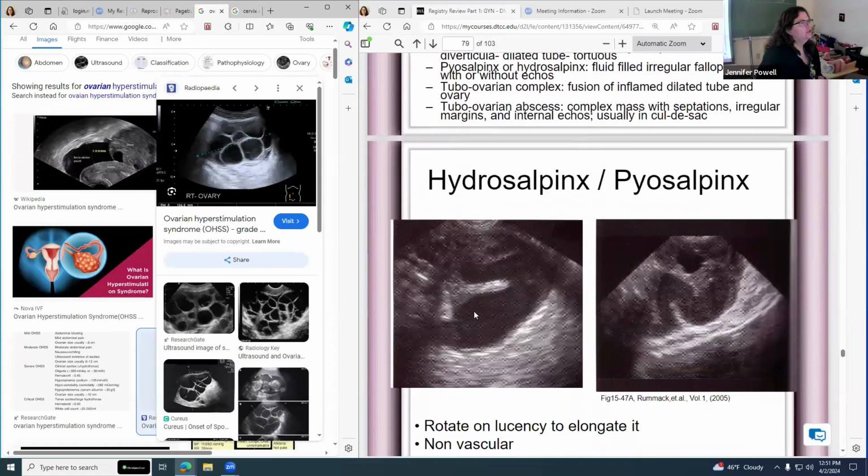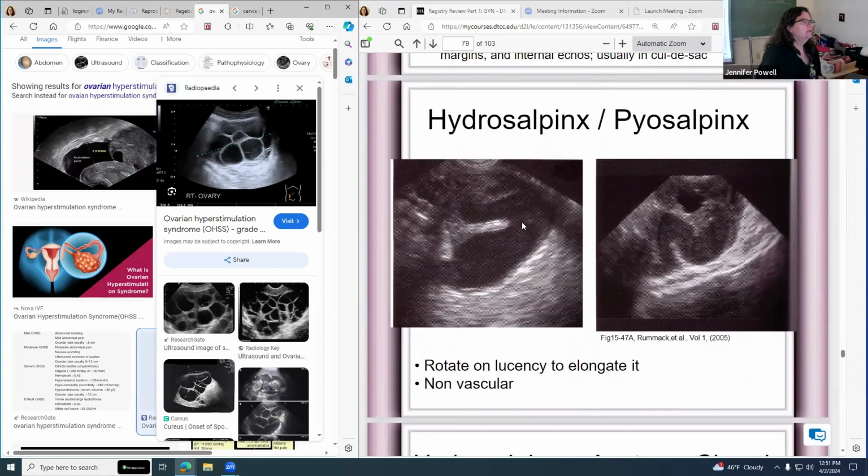So hydro versus pyo. This one has some low-level echoes, a little hard to see, but tortuous. And sometimes you'll see that septa kind of not connecting, but just coming through. Rotate on lucency to elongate it. So if you're trying to evaluate, you might see little cystic areas. If you rotate, you'll elongate it, and then you'll possibly see that it is the fallopian tube, non-vascular.